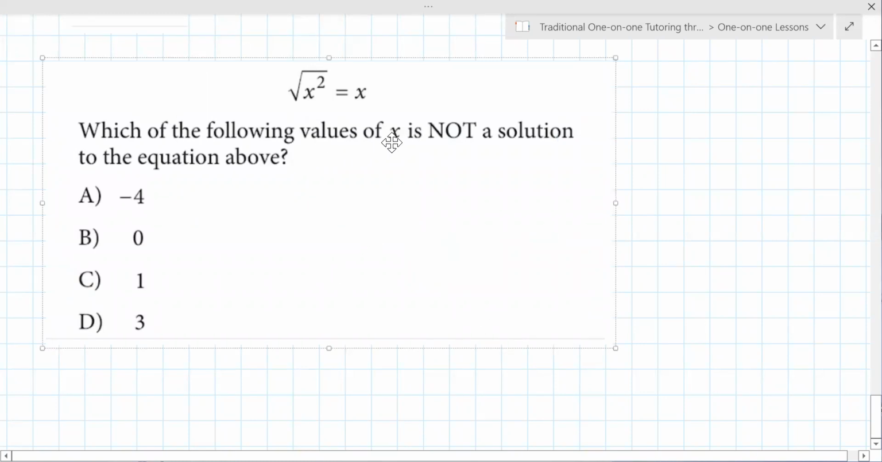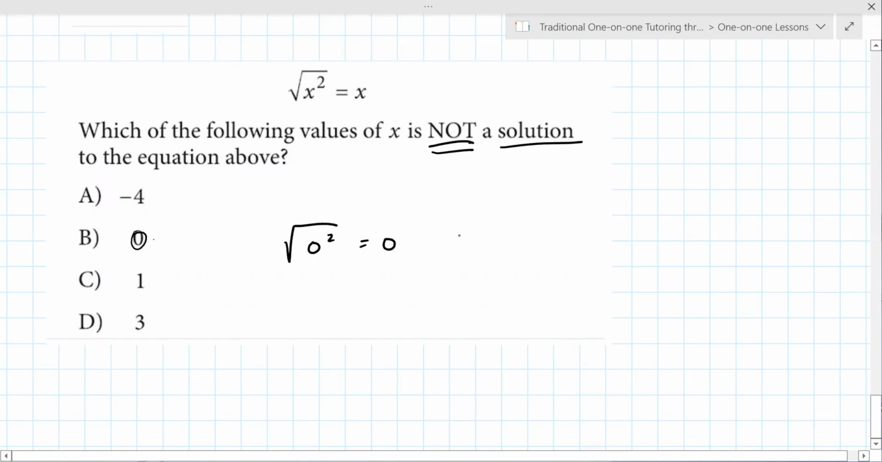It says, which of the following values of x is not a solution? These are really tough questions. Let's look at the ones that are a solution. Let's check 0. Is the square root of 0 squared equal to 0? No. Well, let's break this down. What is 0 squared? What is 0 times 0? Oh, 0. And then the square root of 0 is still 0.